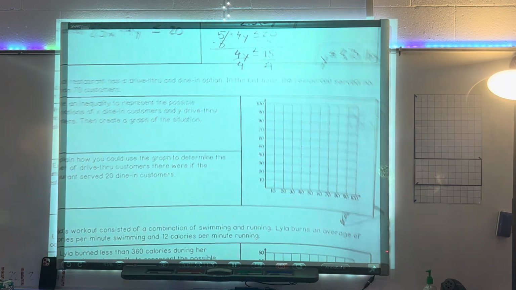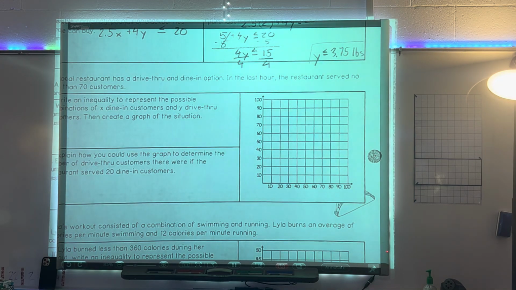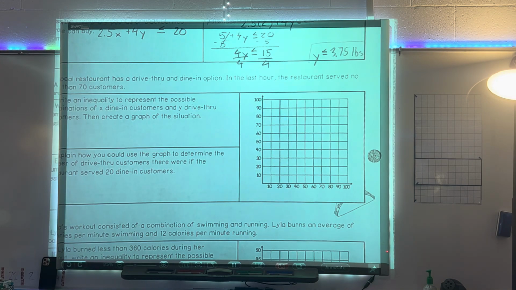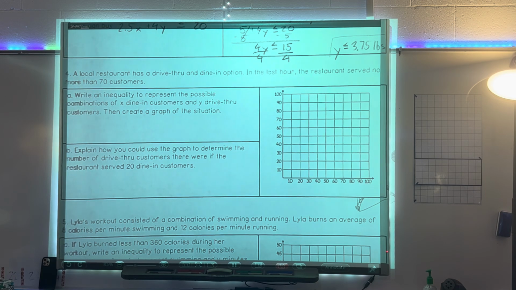Alright. Okay, number 4, a local restaurant has a drive-through and a dine-in option. In the last hour, the restaurant served no more than 70 customers. Okay, so then this says write an inequality to represent the possible combinations of X, dine-in, and Y drive-through, and then they want us to do a graph.